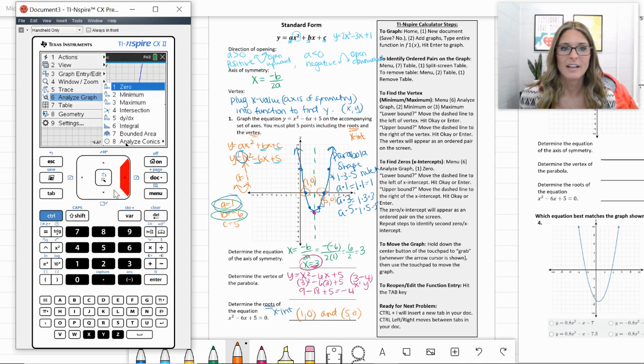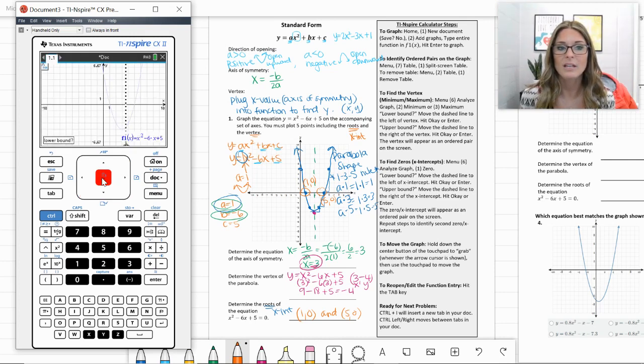analyze. Now you're going to have to identify, is this a minimum or maximum? We had a normal smiley face. So that's my lowest part. That vertex is my minimum. And you're going to have to identify a lower bound and upper bound.